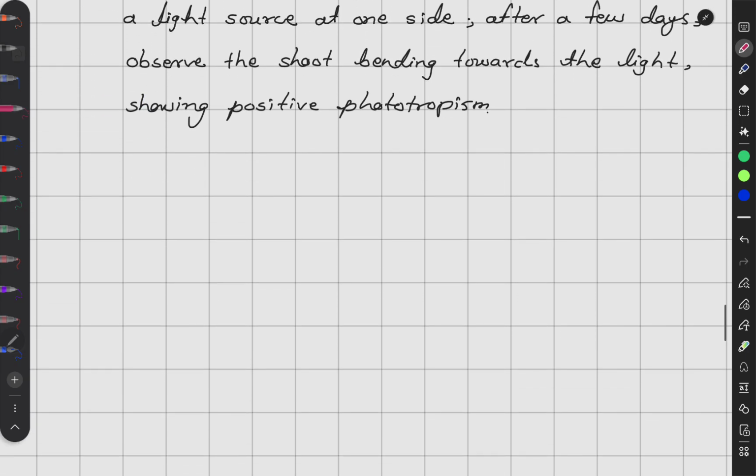Fourth question is, how does a tendril coil around a support?